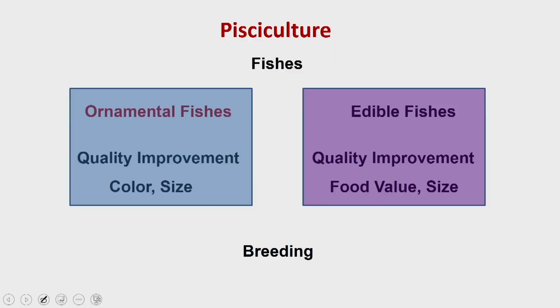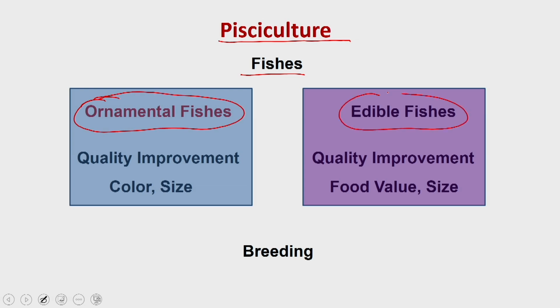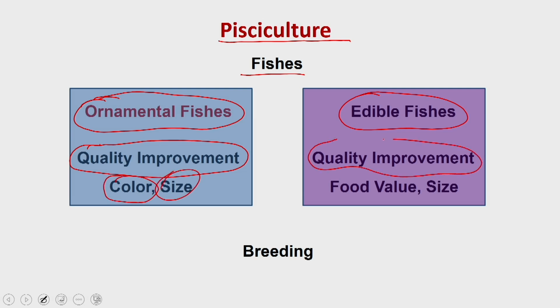And then we moved on to pisciculture. In pisciculture, we took the example of how biotechnology is helping improve ornamental fishes versus edible fishes. In ornamental fishes, it helps in quality improvement such as color and size, whereas in edible fishes, it generates improvement in quality, food value as well as size, and with the help of biotechnology you can also overcome breeding problems.